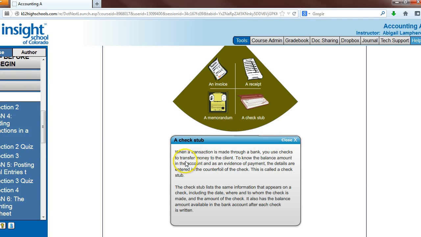Okay, and then we also have check stubs to verify as a source document. So when a transaction is made through a bank, you use checks to transfer money to the client. To know the balance amount in the account as evidence of payment, the details are entered into the counterfoil of the check. Oh gosh, this is fancy language. This is called a check stub. So again, just like the other sources, it lists the same information: date, who it was made out to, the amount that it was made, and the balance of the amount available in the bank after each check is written. So a check stub can also be used as a source document.